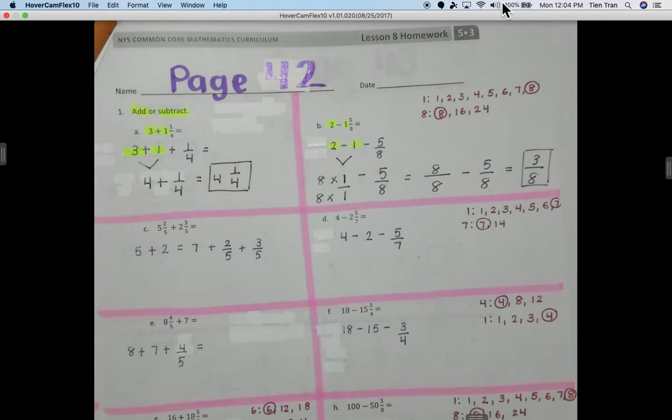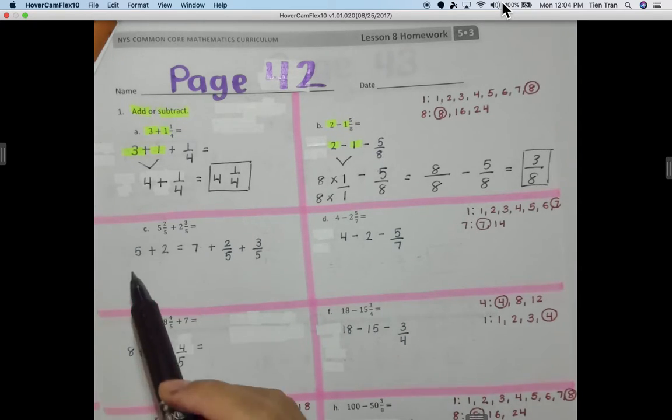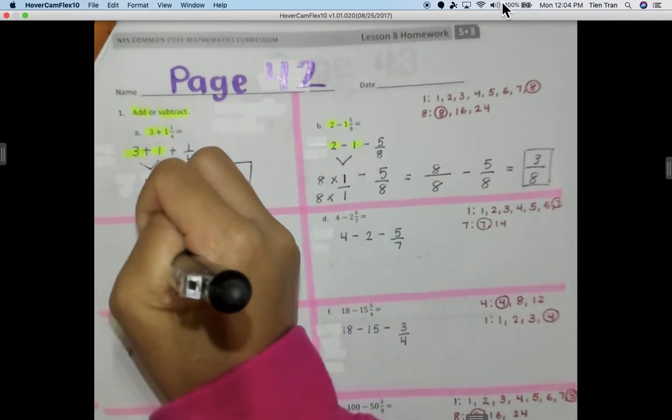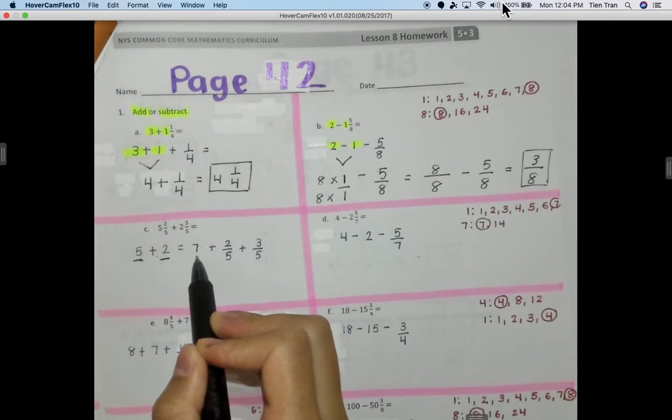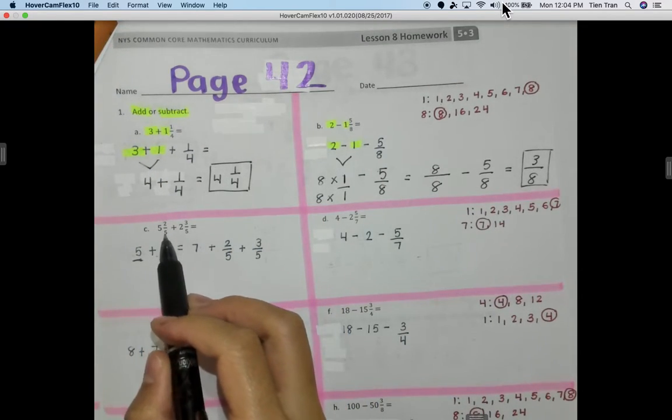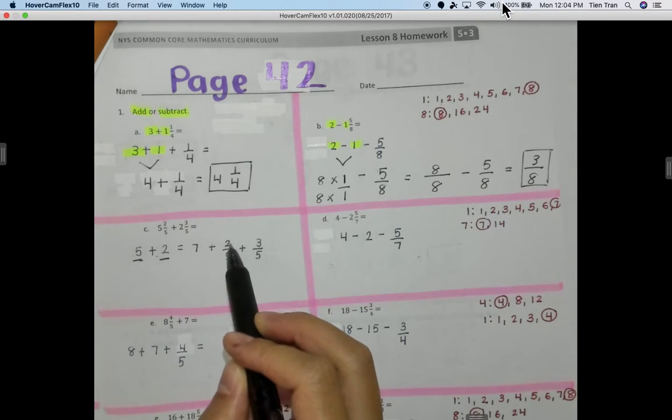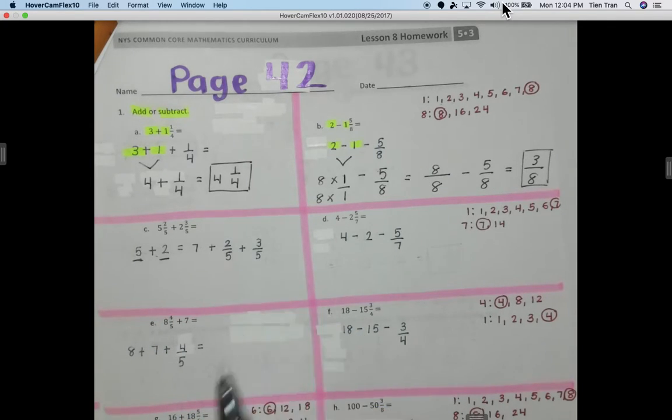Now for problem C. Problem C, we notice that we are solving for 5 and 2/5 plus 2 and 3/5. So we're going to separate these numbers so you can see that. We have 5 plus 2. 5 plus 2 is equal to 7, and then we added the 2/5 and the 3/5. So we have 7 plus 2/5 plus 3/5.